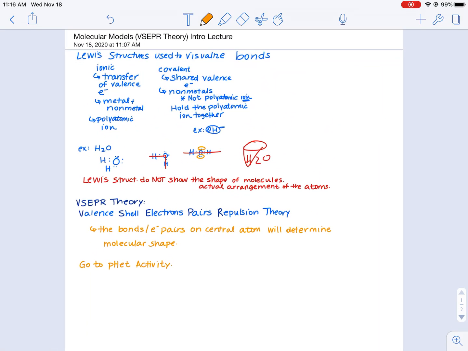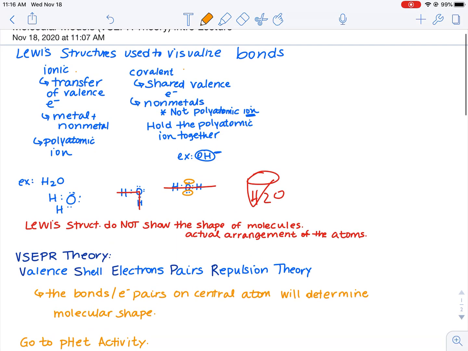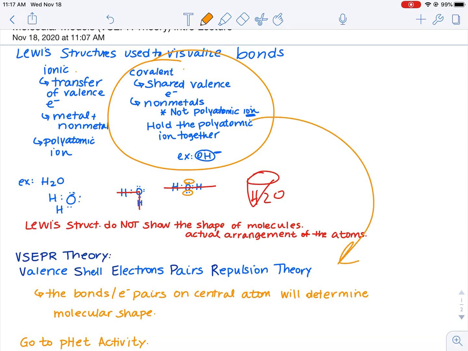Start by drawing the Lewis structures. Do it for ionics, do it for covalents. And it's only for the covalents that our VSEPR theory will be applicable. So once you've got the Lewis structure down pat, whether you've drawn water, for example, linear, or whether you've drawn it at a 90-degree angle, both of those are acceptable for Lewis dot structures. But that's not really what a water molecule looks like. You also need to know that in real life, it's bent in its shape. And you'll learn about that in the PhET activity.